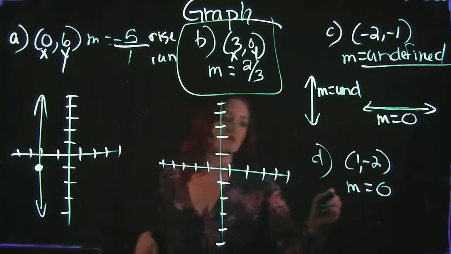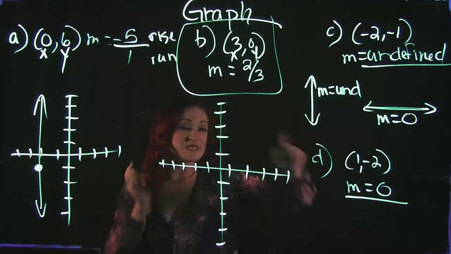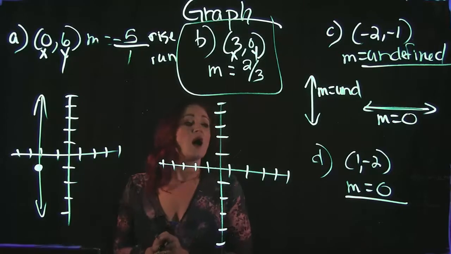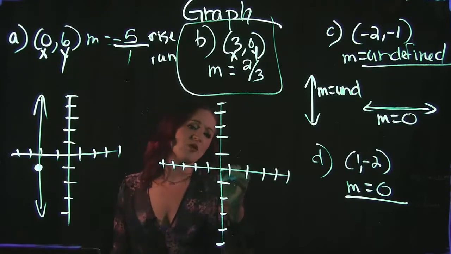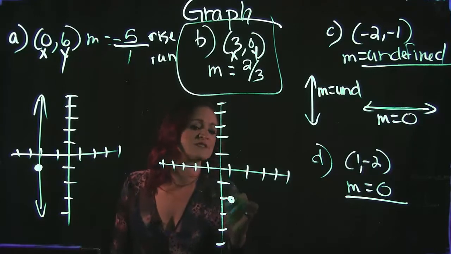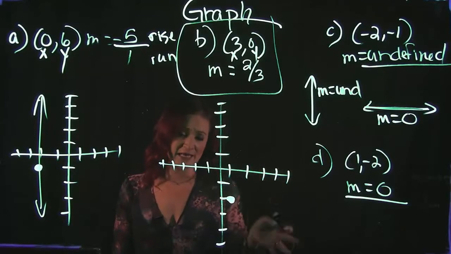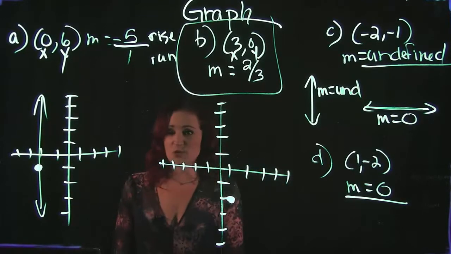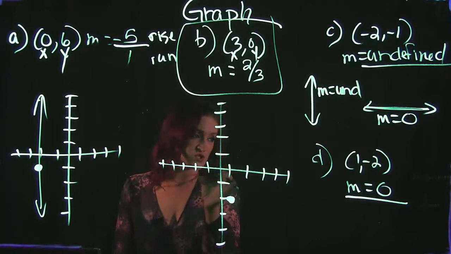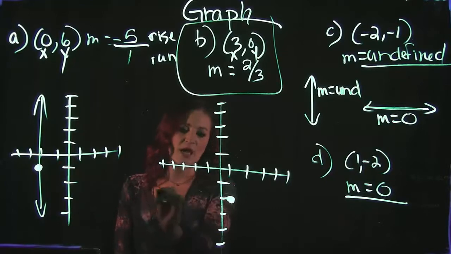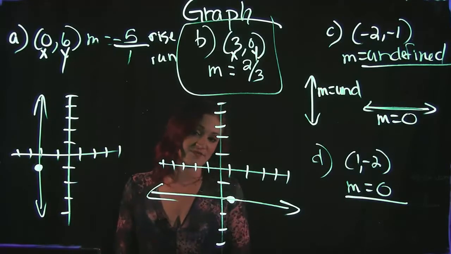Taking a look at example D, we're told that the slope is 0. And if the slope is 0, that represents a horizontal line. Otherwise, start by plotting that point, which is 1, negative 2. From the origin, I go to the right 1 and I go down 2. The fact that I have a 0 slope is what tells me that this is one of the special cases, the one with 0 slope, which means it's a horizontal line. So I draw a horizontal line that cuts through this point.